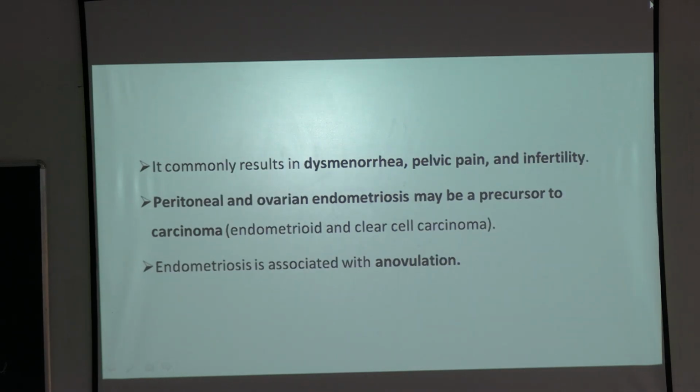Clinical presentation: dysmenorrhea, pelvic pain, infertility. Peritoneal and ovarian endometriosis may be a precursor to endometrial carcinoma. Endometriosis is associated with anovulation. Anovulation means there will be no ovulation, but menstruation will occur.